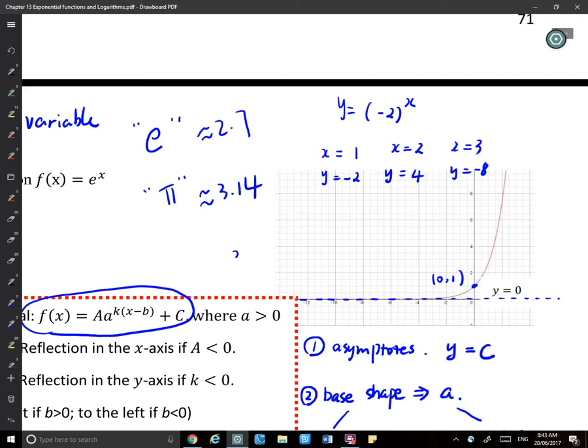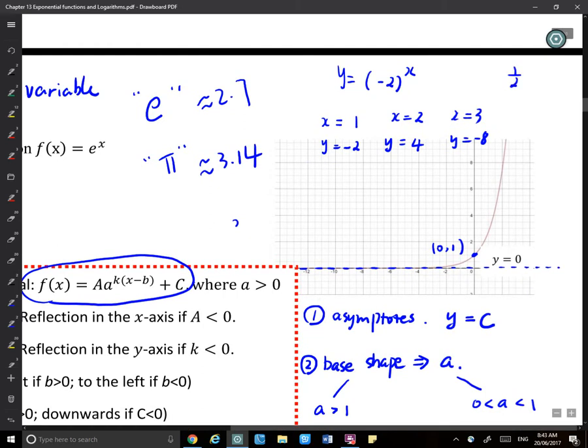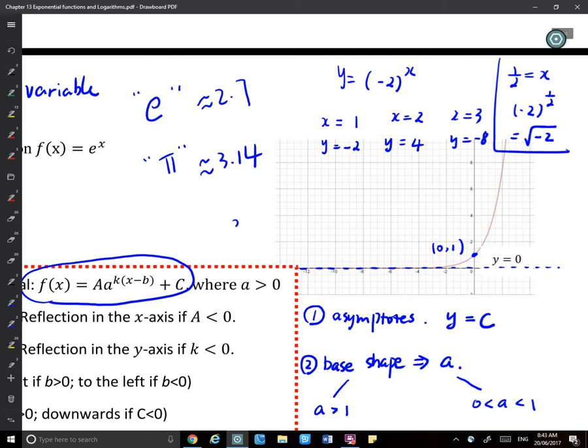You can't really sketch the graph. When it meets an even number, it becomes positive. When it meets an odd number, it becomes negative. Also there are a lot of points which are undefined. For example, a half: negative 2 to the power of a half equals the square root of negative 2, so it's undefined for that point. So it's not a continuous graph. It doesn't continue smoothly; it goes up and down, and a lot of points are undefined. So this is impossible to sketch. So we don't talk about a negative base for exponential graphs.